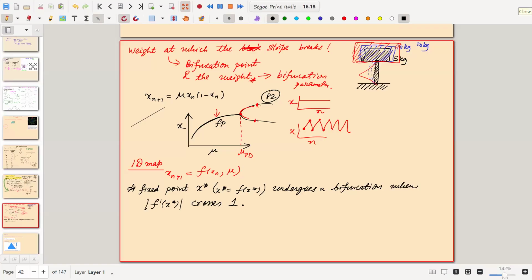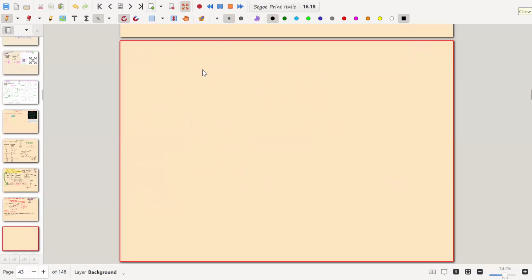Let us consider one example. Different bifurcations we'll consider here. The first and famous bifurcation is known as the saddle node bifurcation. For each bifurcation, we will take an example of a 1D map and show what I mean by this bifurcation.